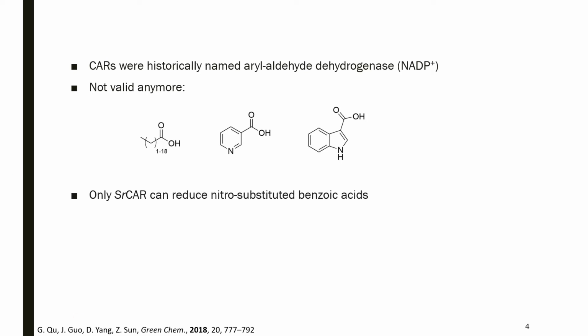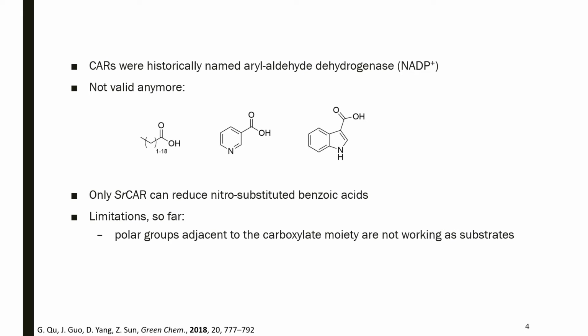It was observed that only a CAR from the organism Segniliparus rugosus could reduce nitrogen-substituted benzoic acids. But for all CARs, so far some limitations can be observed. One limitation is that polar groups adjacent to the carboxylic acid moiety do not work as substrates. In in vivo approaches, aldehydes are usually reduced to the alcohol because aldehydes are generally toxic for cells, and in vivo approaches are quite preferred because of the need for NADPH and ATP. Some strain engineering has already been done here, but this is so far not an overall solution, which means there's still room for improvement.